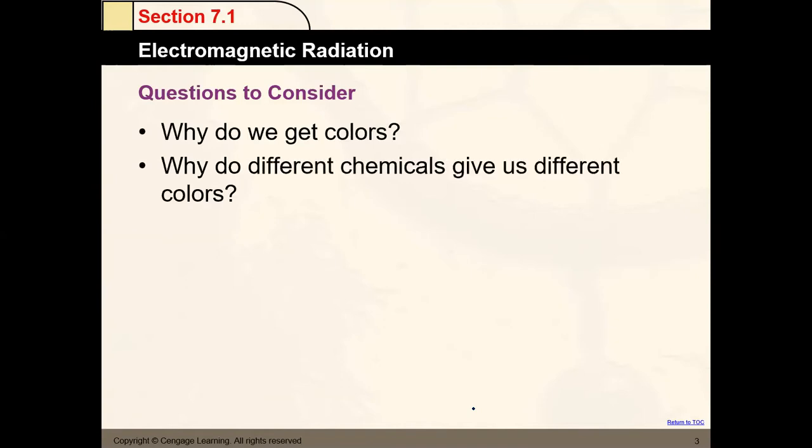Why do different chemicals give us different colors? That's exactly the example I was telling you about. Sodium chloride, from the pasta, gives you an intense yellow color. Copper gives you a green, turquoise color, a green-blue color more or less. Potassium gives you a light purple. Calcium gives you an orange. Lithium gives you a red color. Different elements give you different colors.